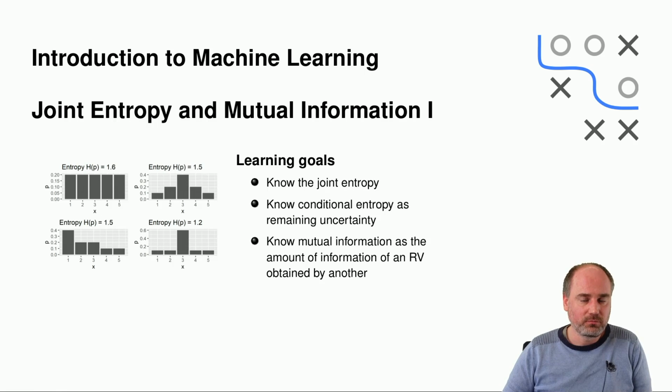So this session will cover many more details regarding joint entropy. We'll introduce conditional entropy, and then the major goal of this introduction is figuring out what mutual information is. There will be two sessions on mutual information, and this is the first one. Okay, so let's start with this.